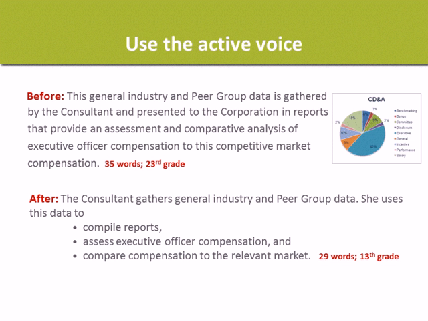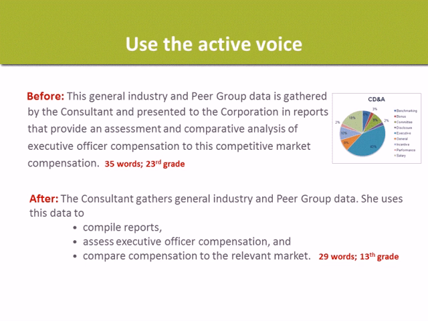If you look at the before, we have: this general industry and peer group data is gathered by the consultant and presented to the corporation in reports that provide an assessment and comparative analysis of executive officer compensation to this competitive market compensation. I'm exhausted. You'll notice that it is identified who's doing what, by the consultant. However, instead of burying who is responsible, if you look in the after, we begin with the subject, the consultant. What does the consultant do? She gathers the industry information and peer group data, and she then uses that data, and what does she do with it? Compiles, assesses, and compares. So it's the who does what.